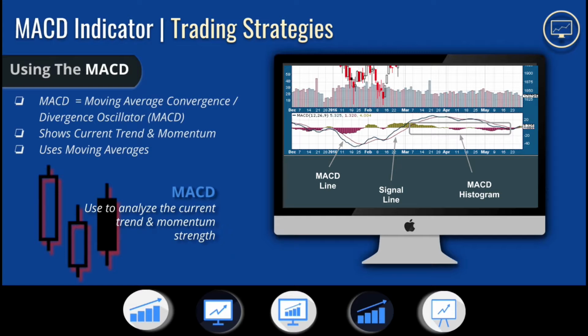You could also use the zero line on the MACD chart as a signal to buy or sell. When the MACD line crosses above the zero, this could be a buy signal, and vice versa for the sell signal. When the MACD line is above the zero line, this is considered bullish, and below the zero line is considered bearish.